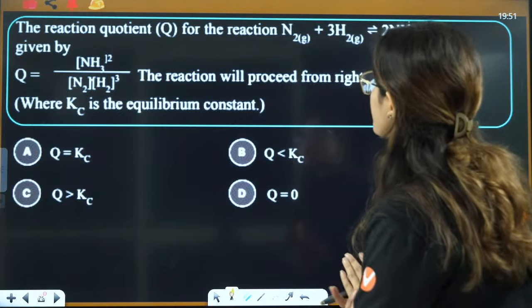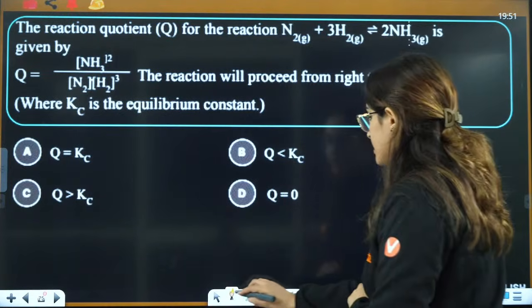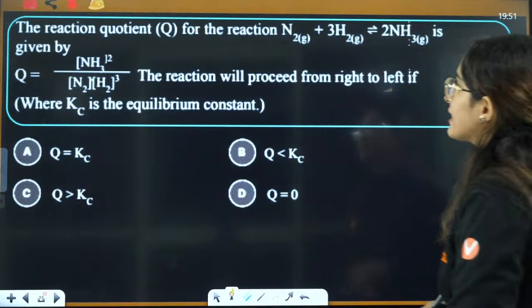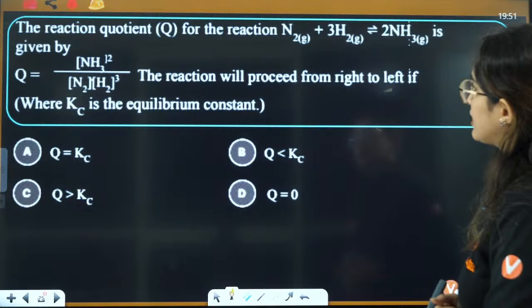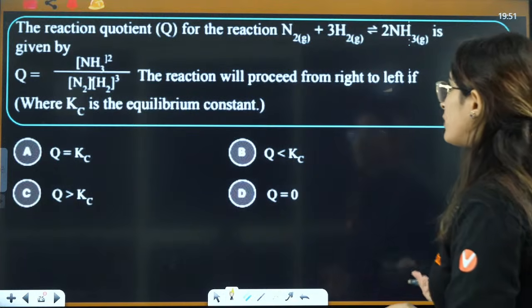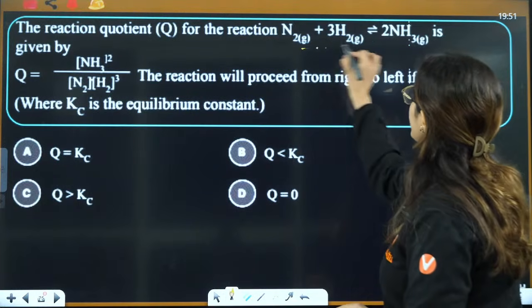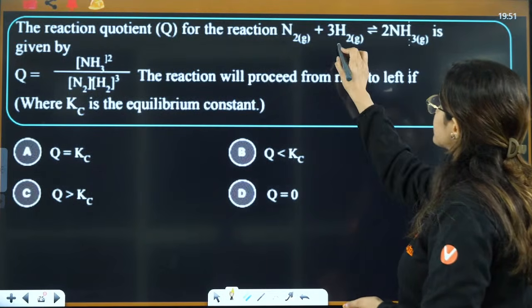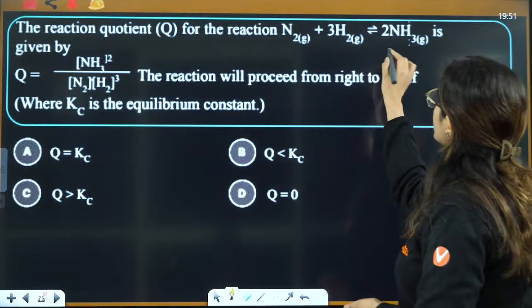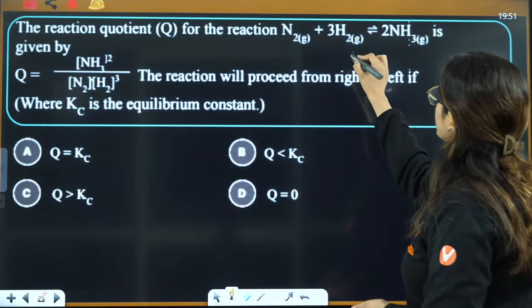The reaction quotient for the reaction is given. The reaction will proceed from right to left. In what case? Right to left means what? This is the reaction, this is the left side, this is the right side. Right to left means backward.